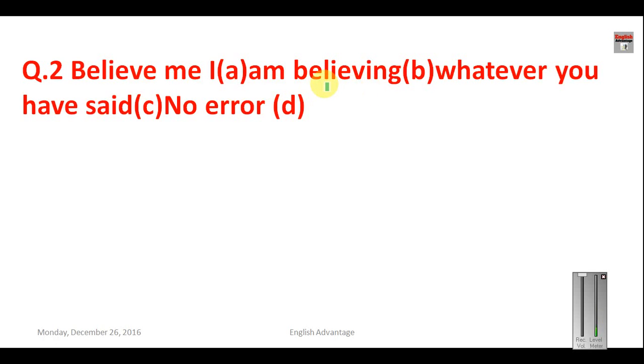See, taste, believe, guess, hate: these verbs are not normally used in the present continuous tense. These are verbs of perception, you can say. So in place of "am believing", you must say "I believe". Believe me, I believe whatever you have said. So in place of "believing", you must write "believe", and here your answer will be B.